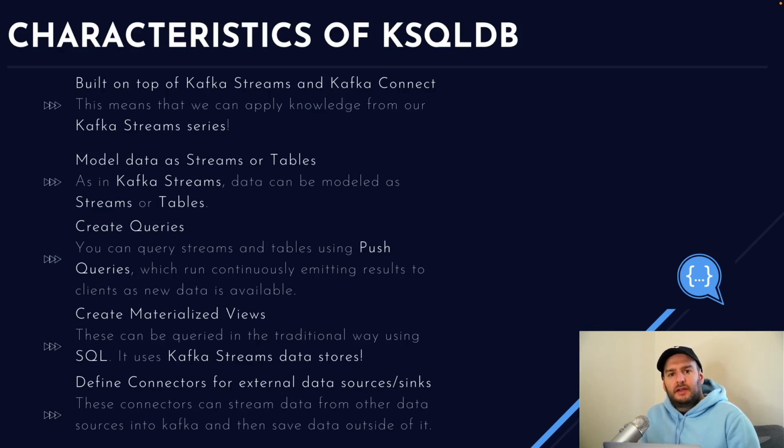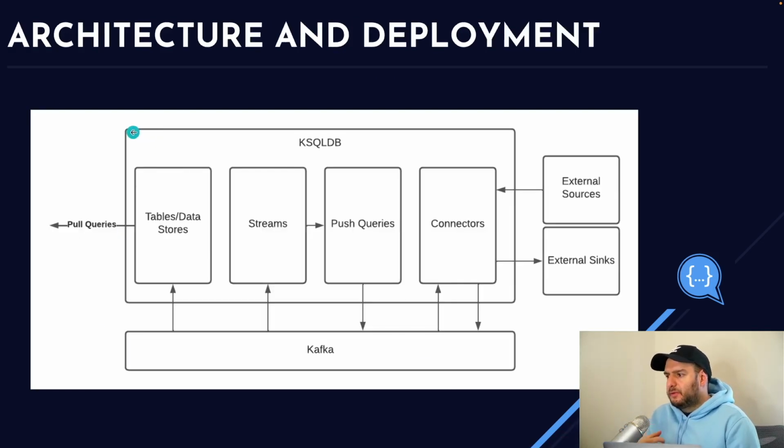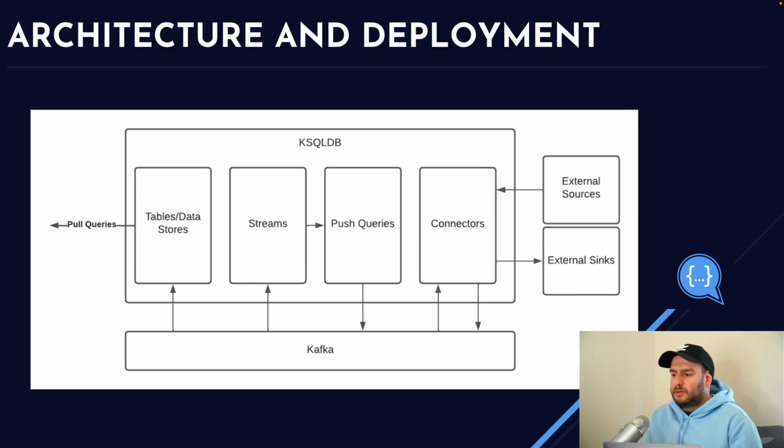And this is taking advantage of another component that was created by Confluent called Kafka Connect. Basically, you can run Kafka Connect inside ksqlDB. So let me tell you a little bit about the architecture and the deployment of ksqlDB. So basically, you will need a Kafka instance running. If you have a Kafka cluster already running with Zookeeper and multiple Kafka brokers, then you will be able to install ksqlDB on the side and connect it to Kafka.